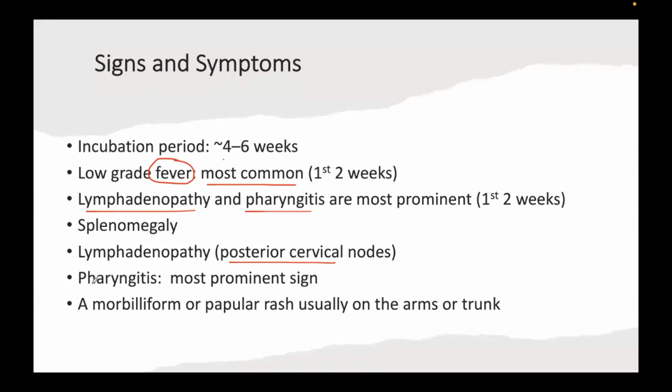And the most prominent sign, memorize this for your exam, is going to be the pharyngitis. There's a rash, which is morbilliform or papular. It can occur on the trunk or the arms. Now, doc, there's so many things to memorize. Memorize this. Okay, the most prominent sign is pharyngitis. This is very important because in children, if there's significant tonsillar enlargement, this can lead to upper airway obstruction.